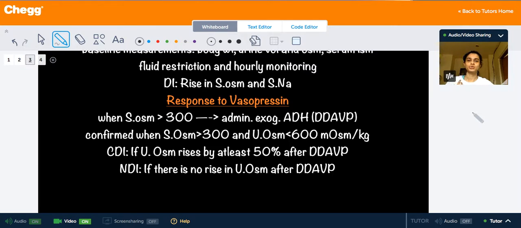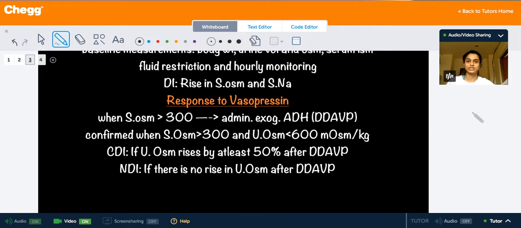So in a patient with central DI, when you administer exogenous ADH, their urine osmolarity is going to rise by at least 50% after the DDAVP is administered. The reason for this is because, as we know, in central DI, the issue is that there's no ADH produced or not enough ADH produced by the pituitary gland. So in these patients, when you administer ADH from outside, now their DI is going to kind of normalize.